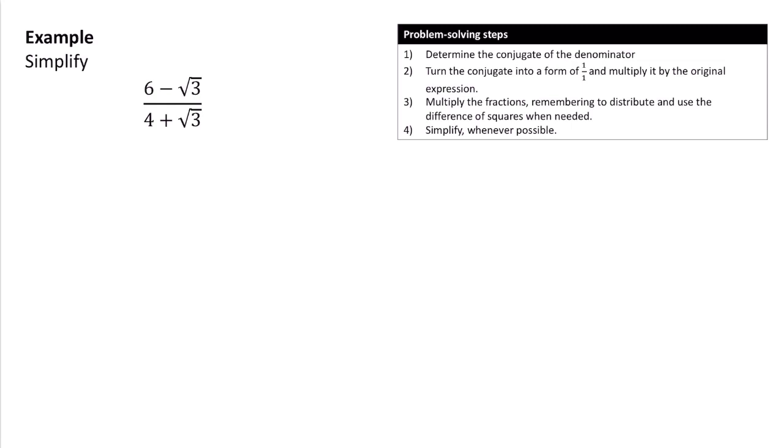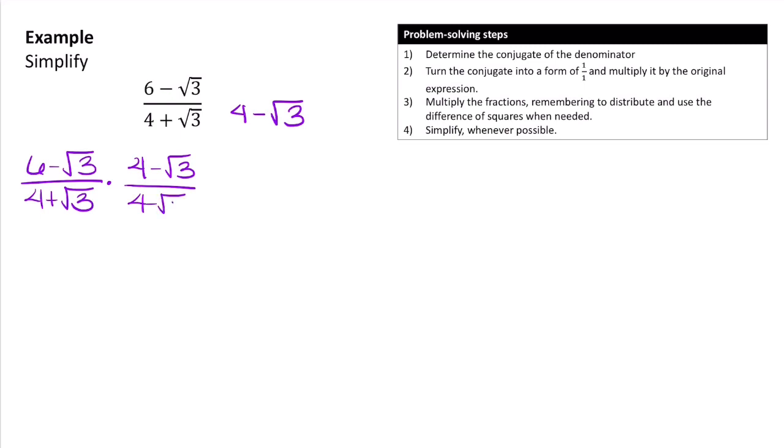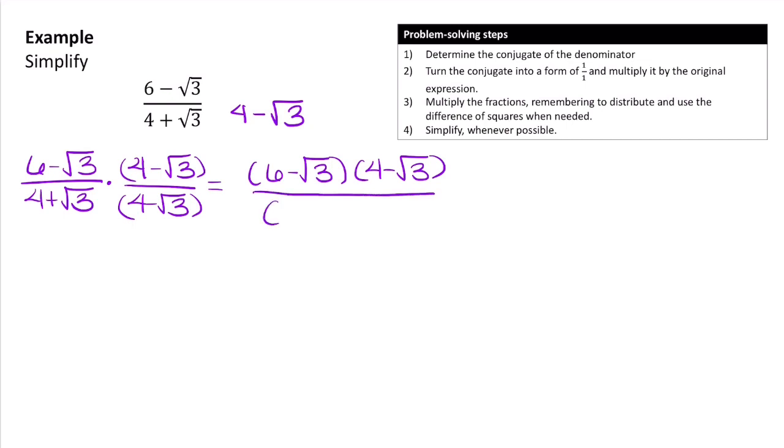So we're only going to look at the conjugate of the denominator. So that's going to be 4 minus the square root of 3. So I'm going to take this 6 minus square root of 3 over 4 plus the square root of 3, and I'm going to multiply by 4 minus the square root of 3 over 4 minus the square root of 3. Okay, so in the numerator, this is going to turn into 6 minus square root of 3 times 4 minus the square root of 3 over 4 plus the square root of 3 times 4 minus the square root of 3.